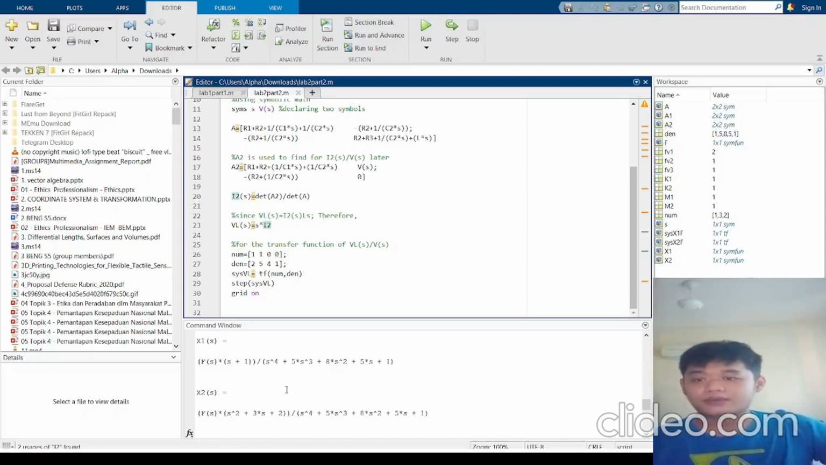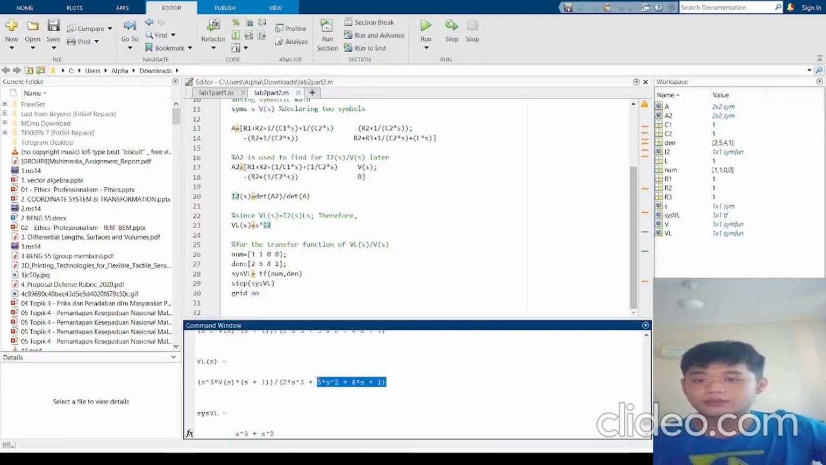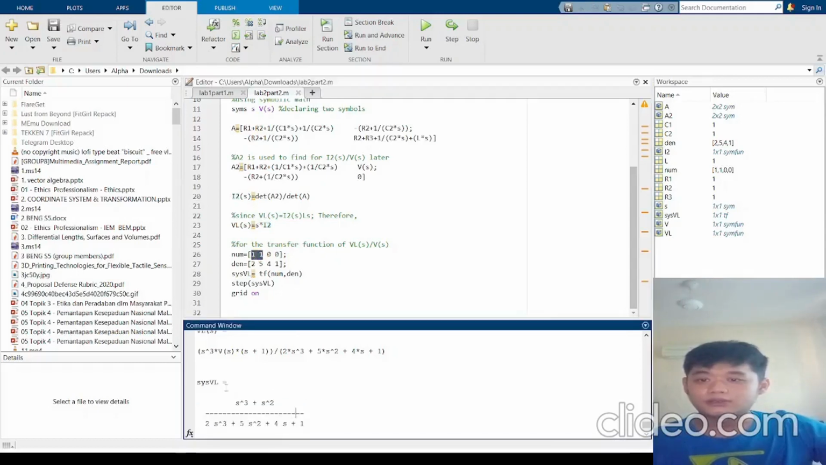So after we found out, let's just rewrite everything in. After we find out the value of this, as you can see here, since we only have 2 values here, therefore it's going to be 1 1 0 0. Since this is S cubed and this is S squared, and for the normal integer there isn't any number over there, so basically just put them 0, 0.